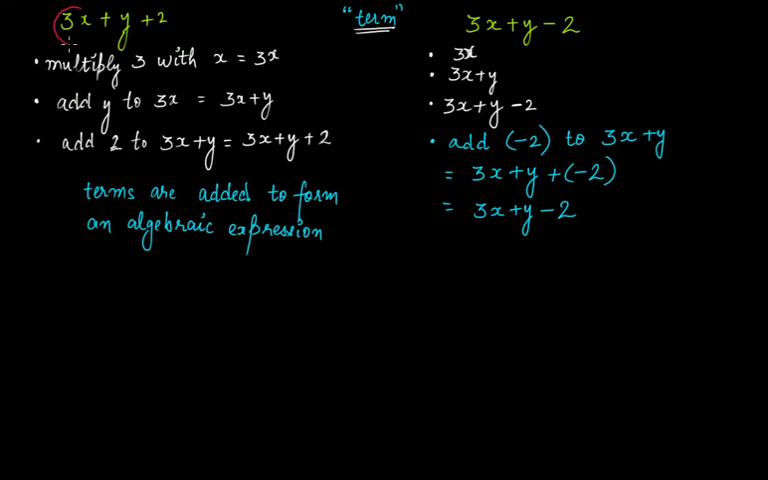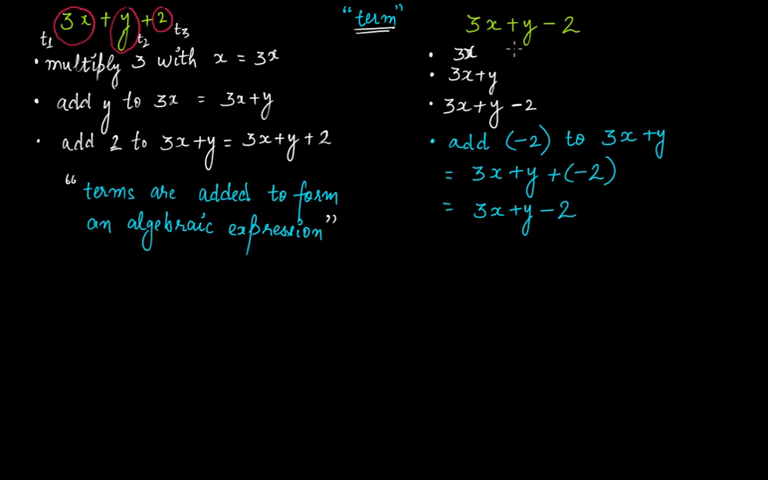3x is one term, y is another term, and 2 is another term. If you remember this definition that terms are added to form an algebraic expression, this is term 1, let's denote it with t1. This is term 2, t2, and this is term 3. So we have actually added 3 terms, t1 plus t2 plus t3.